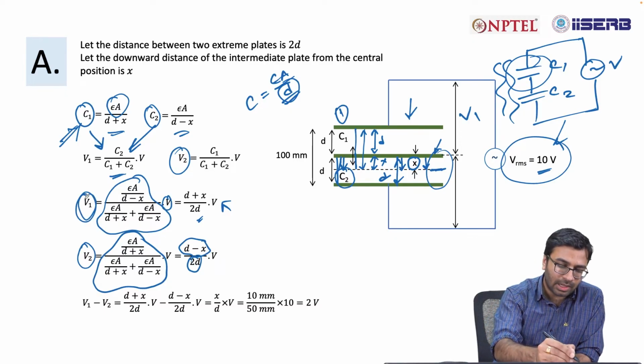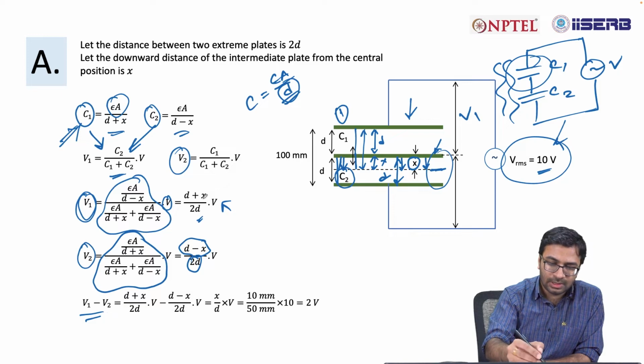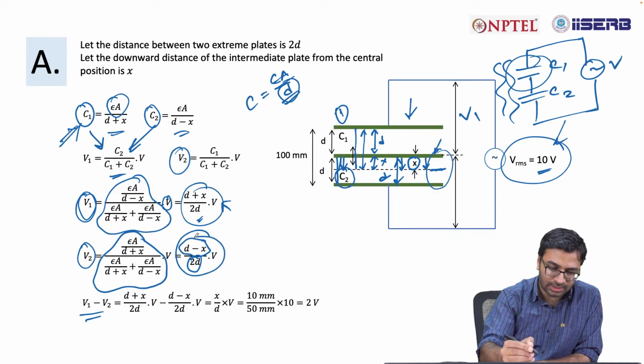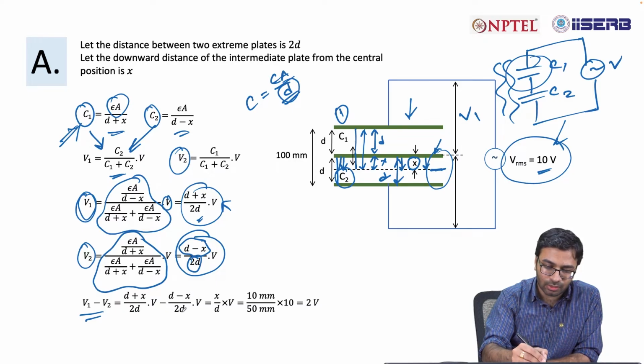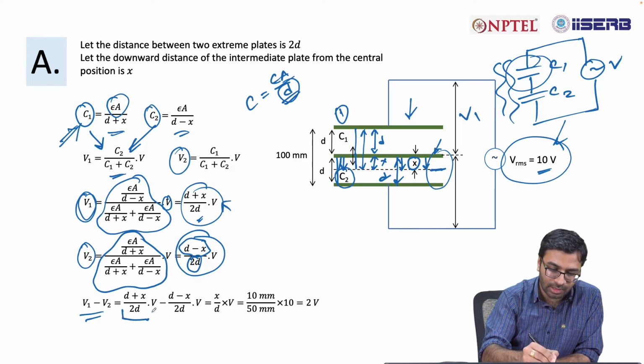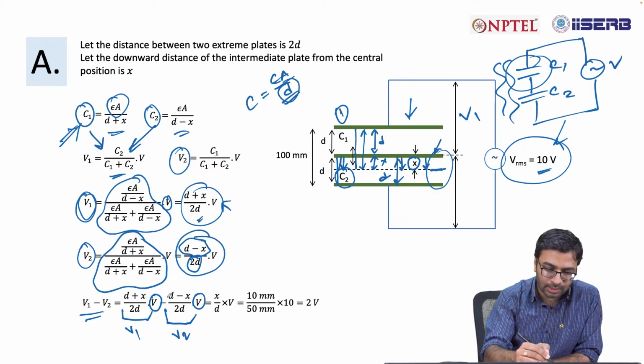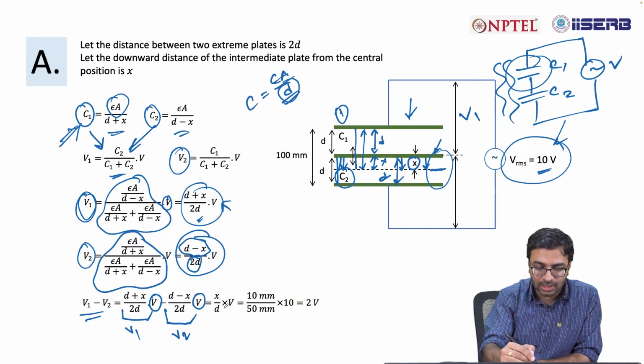So, your V1 minus V2 is this minus this. If you do this, you will find that the answer is d plus x divided by 2d into V minus d minus x divided by 2d into V. So, this is your V1, this is your V2. Take V in common from both the terms, and if you do that subtraction, you will find this value is nothing but x by d into V.